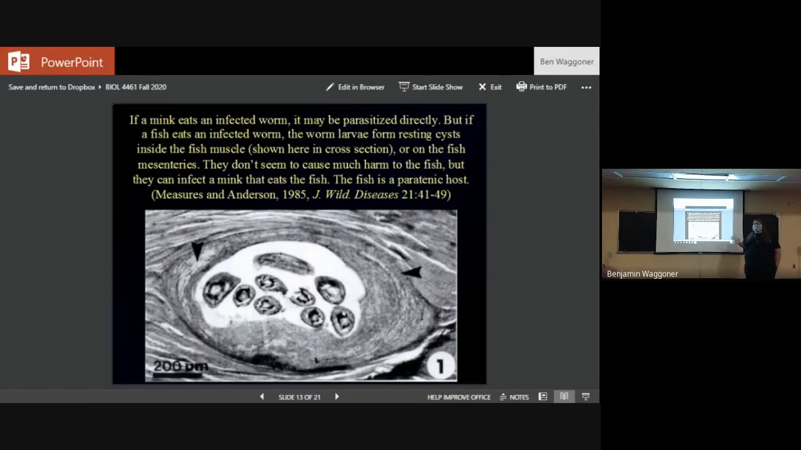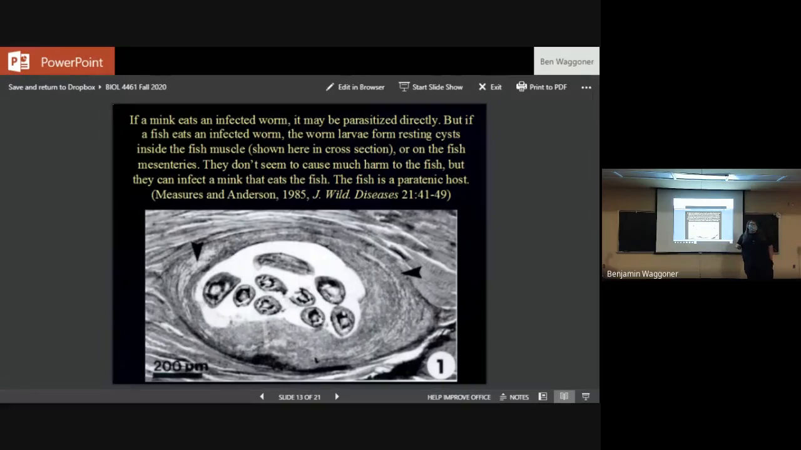They don't seem to cause much harm to the fish. But if a mink eats the fish, or if a dog eats the fish, maybe your dog goes to the park, drinks some of the lake, and then scavenges a trash fish that somebody left behind or something like that, then that's how the definitive host can be infected.